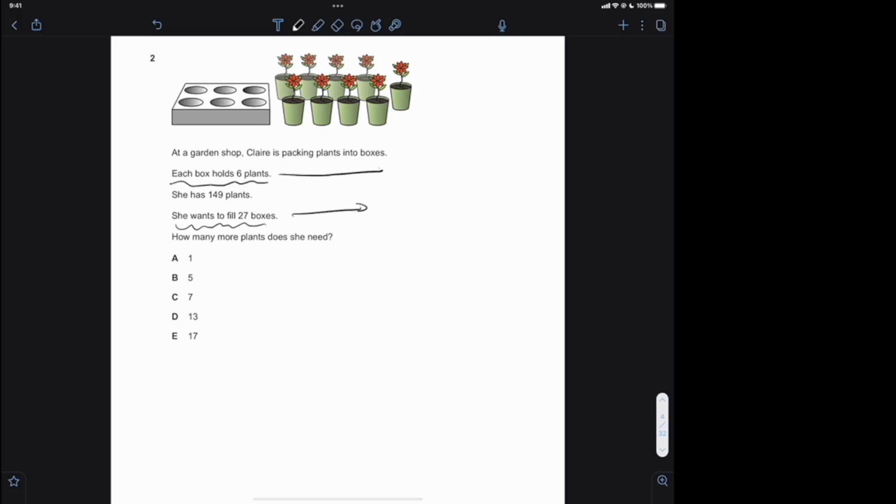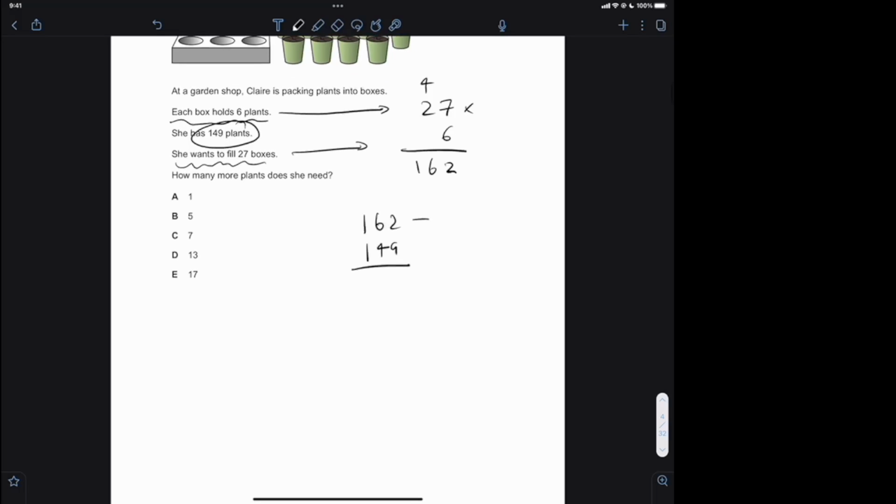So 27 boxes with 6 plants in each box. We can work out the total number of plants by doing a multiplication. We're looking at 27 groups of 6. So 7 times 6 is 42. 6 times 2 is 12, plus 4 is 16. So you get 162 plants. Now she already has 149. So to work out how many more she needs, that's beckoning us to do some subtraction, and so we need 13 more plants. And so option D is going to be our answer for this question.